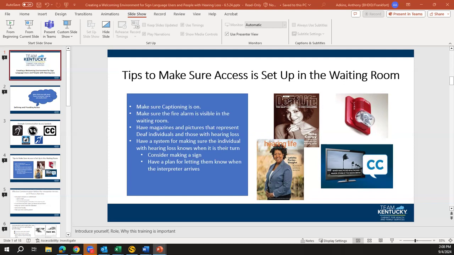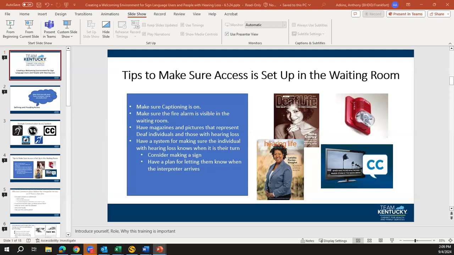Try to make sure that things are very visually accessible in the waiting room. Don't have a whole lot of things blocking sight lines. If you have a fire alarm go off, the person needs to be able to see the flashing light from wherever they are sitting in the room and not have to rely on somebody to tell them, hey, the fire alarm's going off, or them to think, why is everybody all of a sudden getting up and leaving?